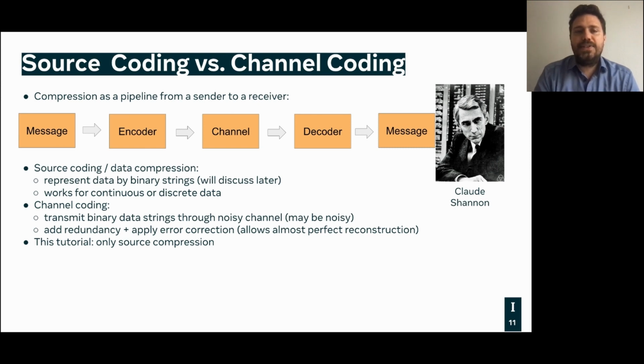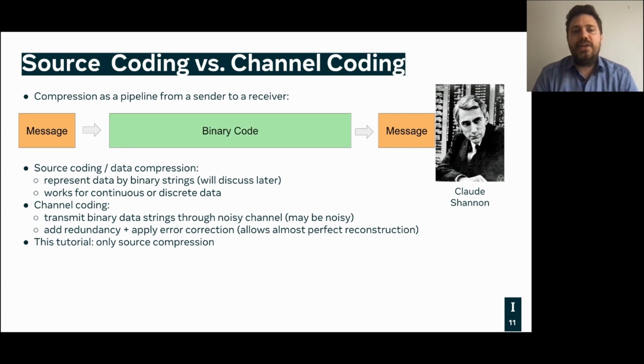Now, this channel may be noisy, which means that it may randomly corrupt our bit string. And to combat this, we'll need to transmit our bit string with some redundancy using a technique called channel coding. Now, in this tutorial, we will not deal with channel coding and consider it a solved problem. Instead, we will focus on the data compression problem alone, assuming that we have a noise-free channel.